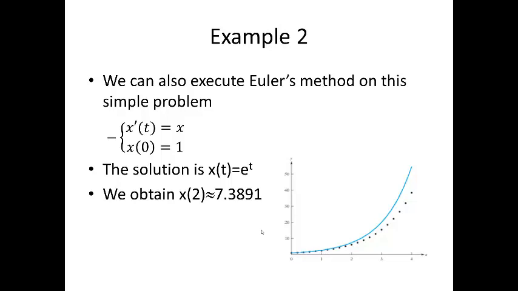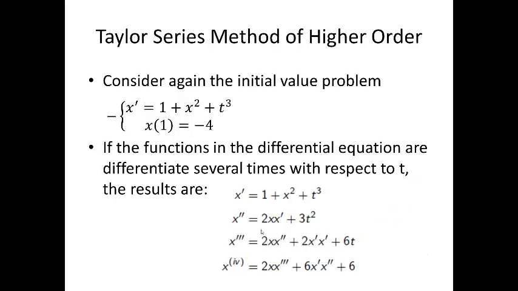Before accepting these results and continuing, we should ask some questions. How accurate are these answers? Are higher order Taylor series ever needed? Unfortunately, the answer to the second question is yes. Euler's method is not very accurate because only 2 terms in the Taylor series are used, therefore truncation error is O of h squared. Okay, this example can be used to explain Taylor series methods of higher order.